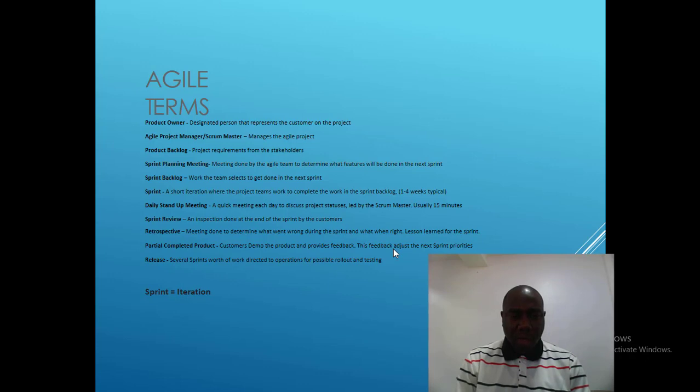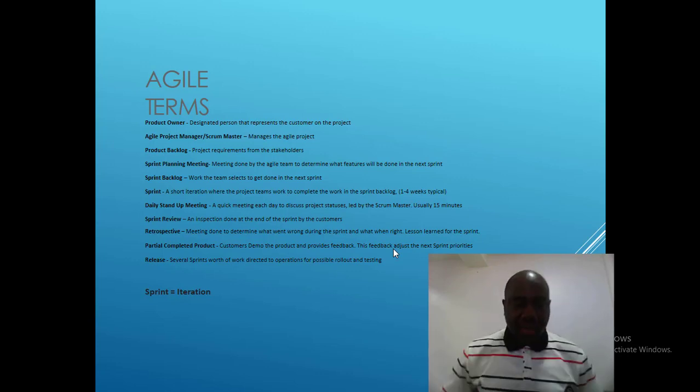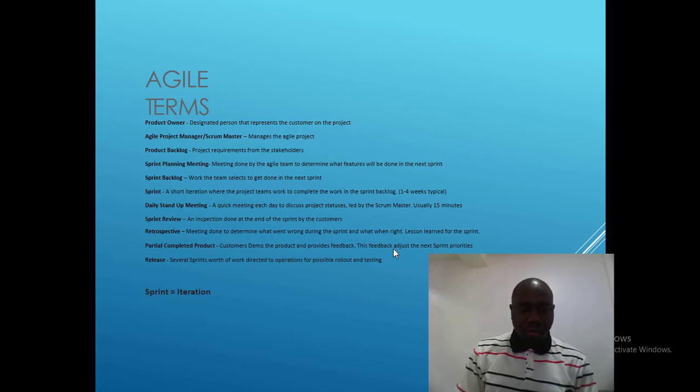And what is a release? A release is several sprints' worth of work directed to operations for possible rollout and testing. It's also called MVP, minimum viable product. When iterations have taken place and what we have is able to be delivered to a customer, it is called a release. We can also see that sprint is synonymous with iteration.